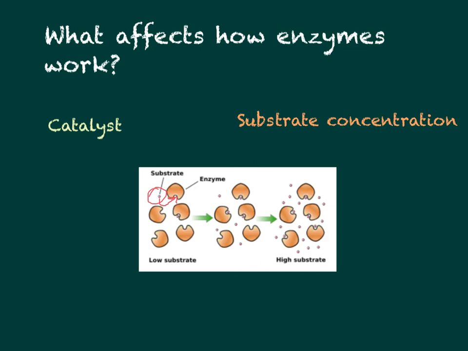The more substrates there are, the more likely they are to run into those enzymes. So the higher your substrate concentration, the higher your enzyme action. The lower your substrate concentration, the lower your enzyme action and the fewer products you end up having.